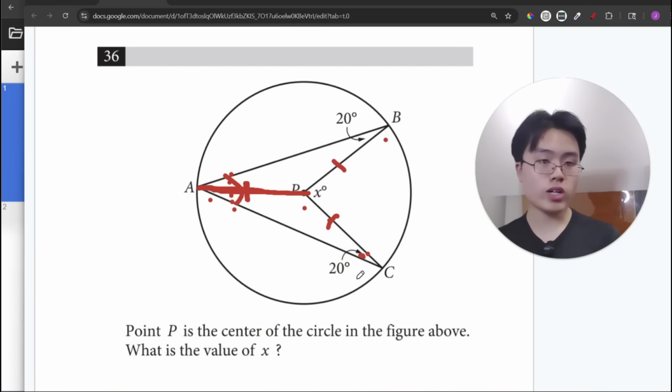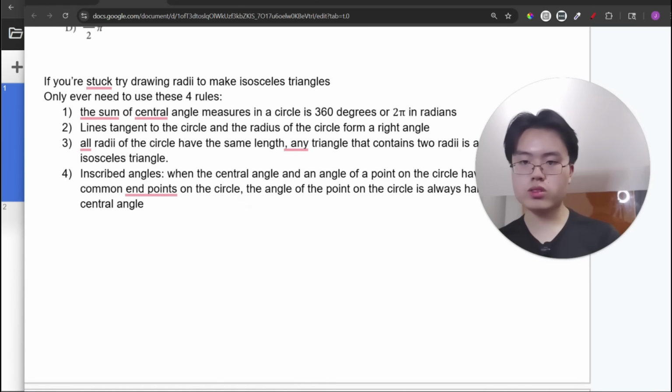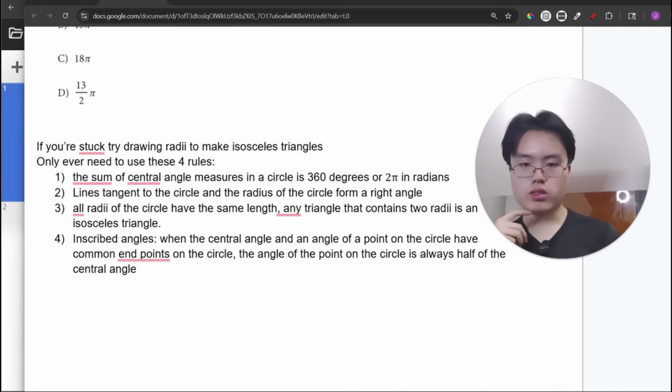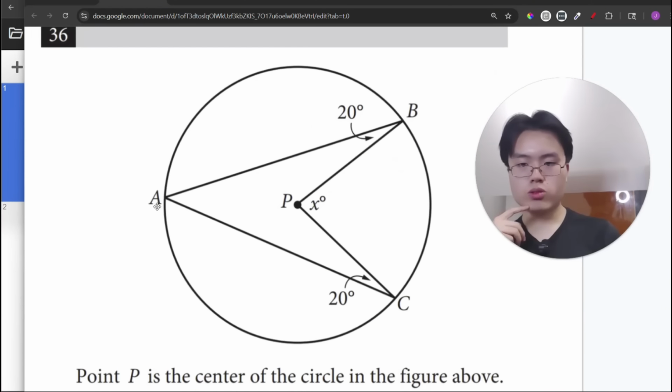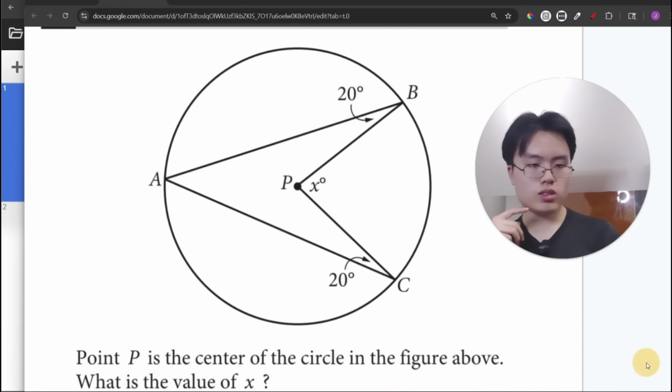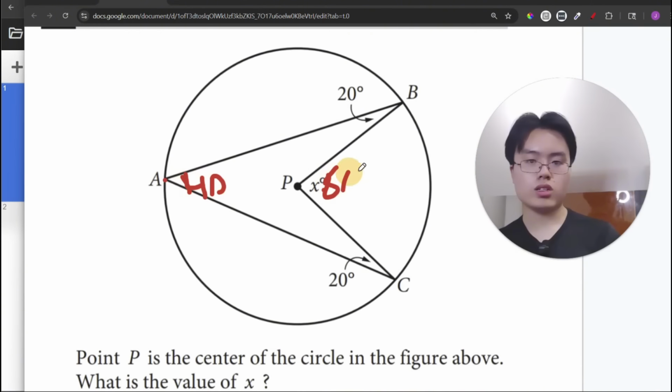And then you can use inscribed angles, right? Remember, when the central angle and the angle on the circle share endpoints, the central angle is always twice as big as the angle on the circle. This angle is half of this one, that's one way to look at it. We know this is 40, so this must be 80, and this is the answer.